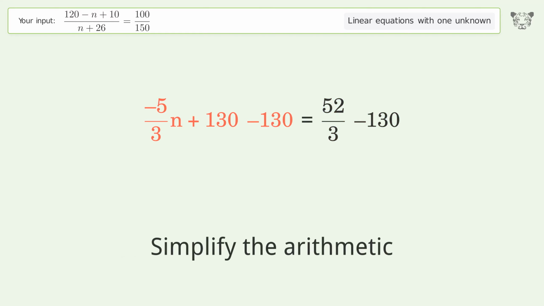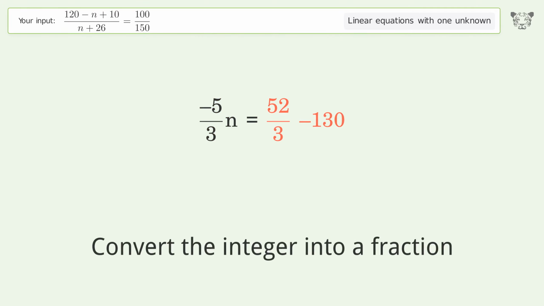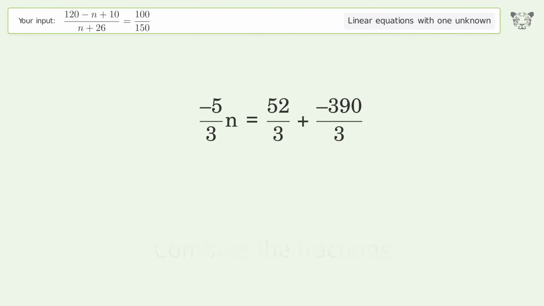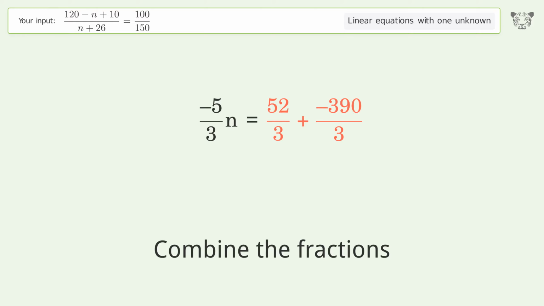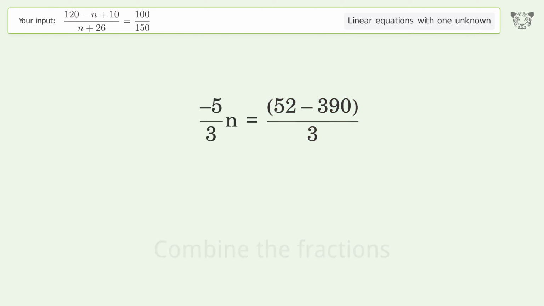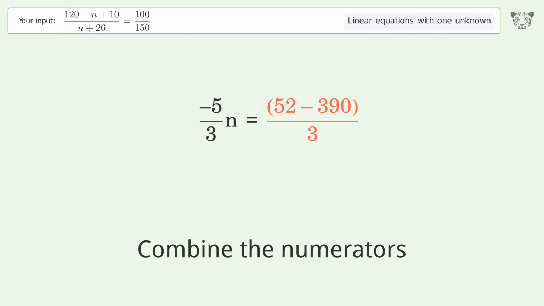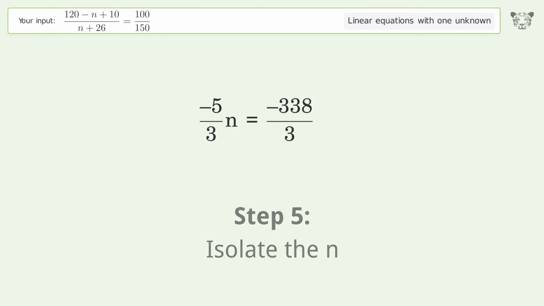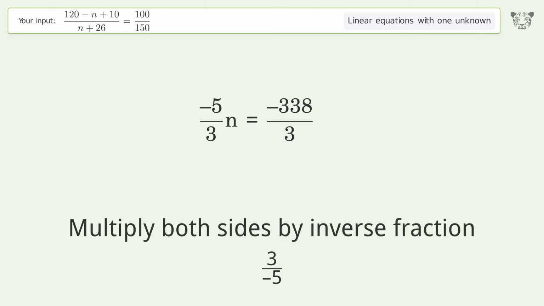Simplify the arithmetic. Convert the integer into a fraction. Combine the fractions. Combine the numerators. Isolate the n. Multiply both sides by the inverse fraction 3/5.